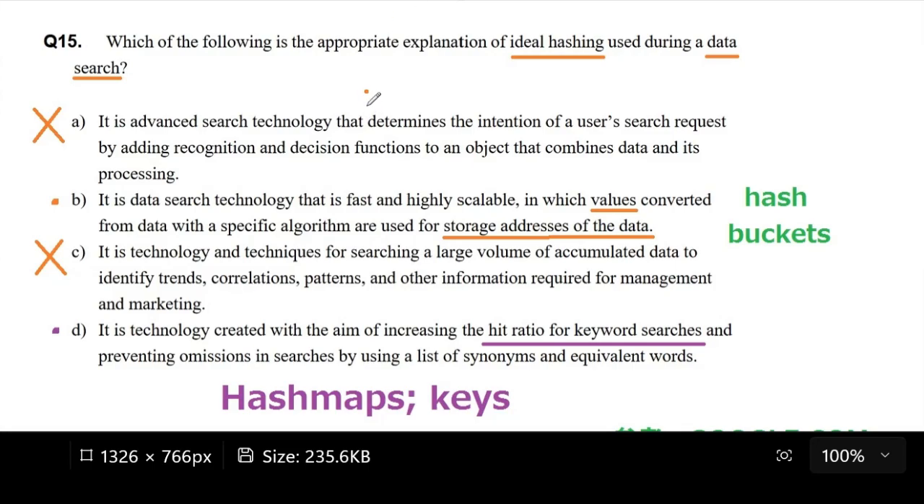Question number 15 of the PhilNITS FE morning portion of the exam. In this question, we are being asked which of the following is the appropriate explanation of ideal hashing used during a data search.